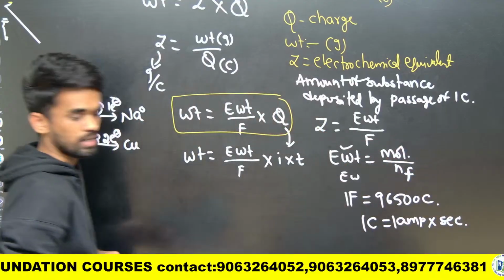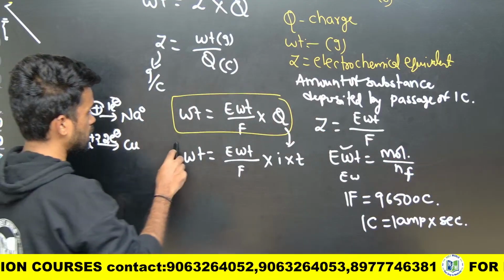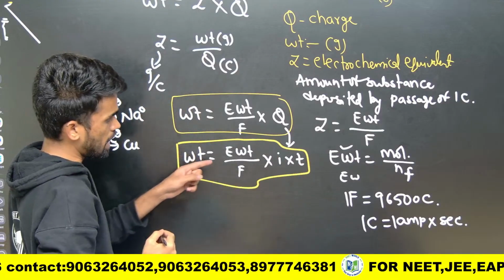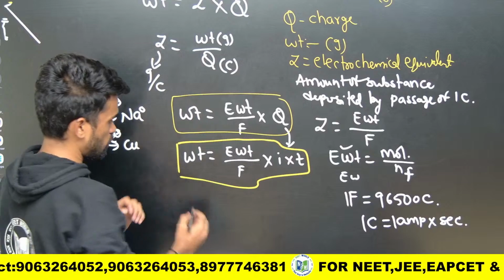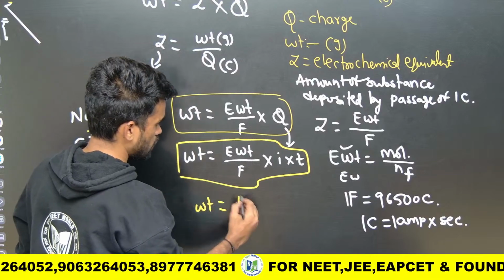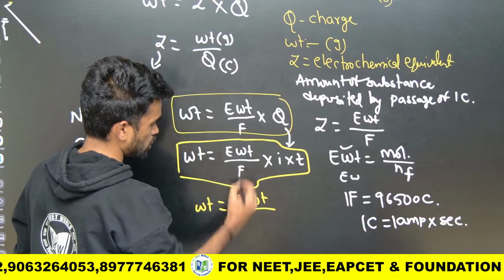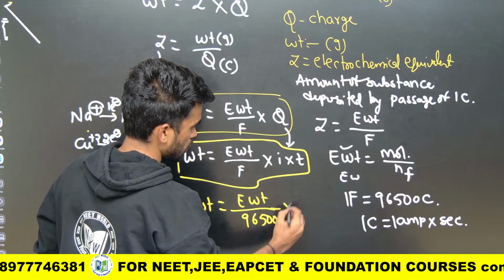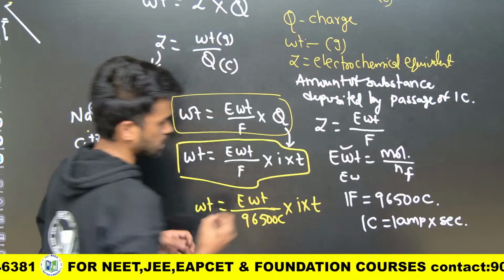Okay, like this we can write. Hope up to here it is clear. So just take a note out of this. Now we can also change this into some other format. See, weight I am writing as equivalent weight. So what is the Faraday value? I told you, 96,500 coulombs into I into T. Like this you can write.